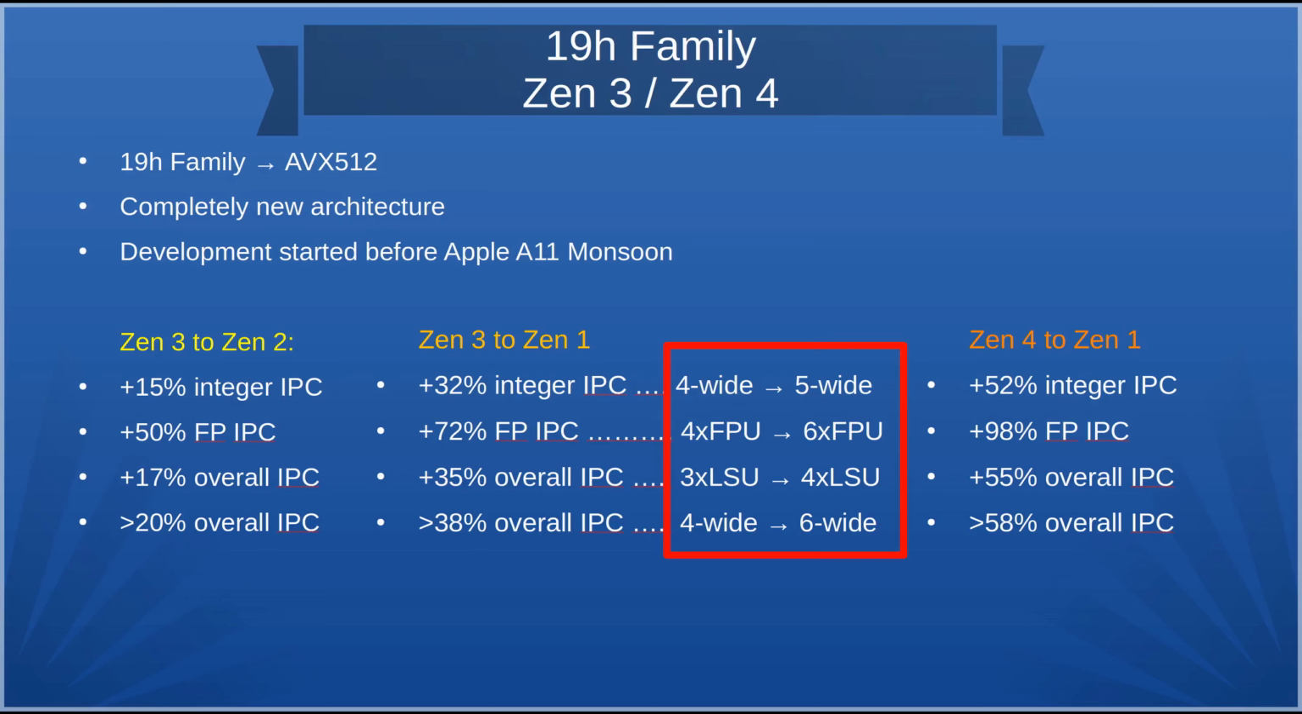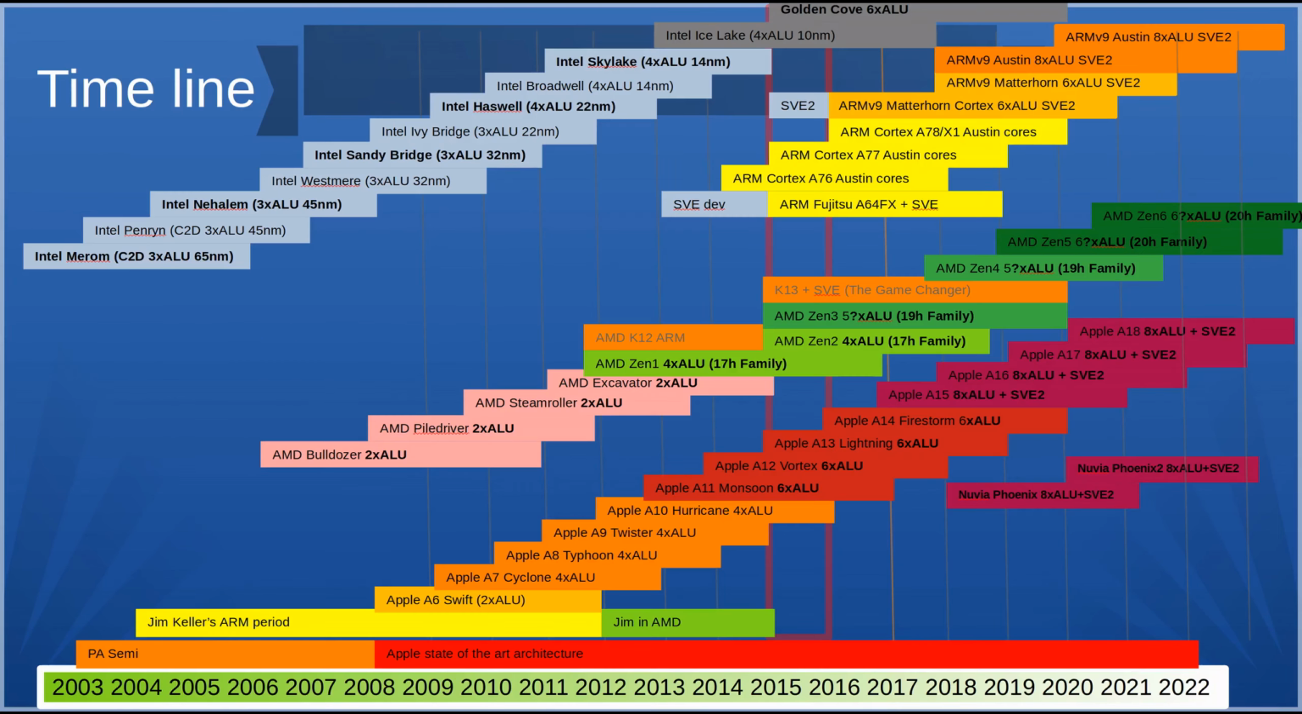Jim Keller said that you need a complete CPU redesign approximately every 4 years. So now we will take a look at a timeline, and we will talk about what he actually meant. Jim Keller started the development of the Apple A7 here. This was a really major new architecture for Apple, and because it was a 4 ALU architecture, they jumped from 2 ALU, a really efficient, really narrow core.